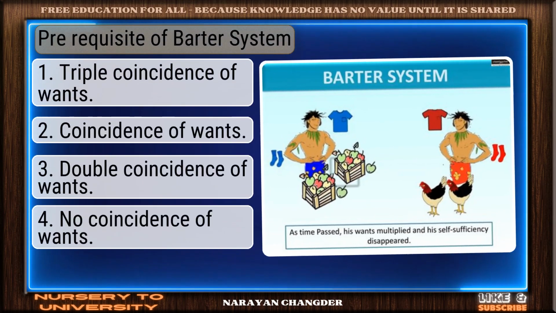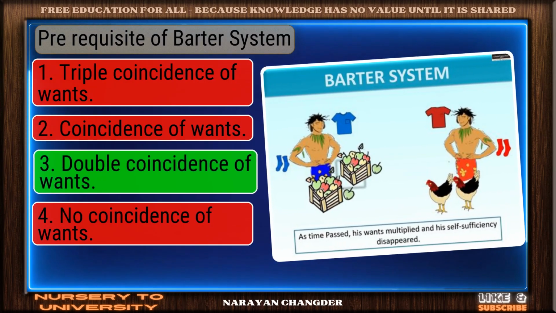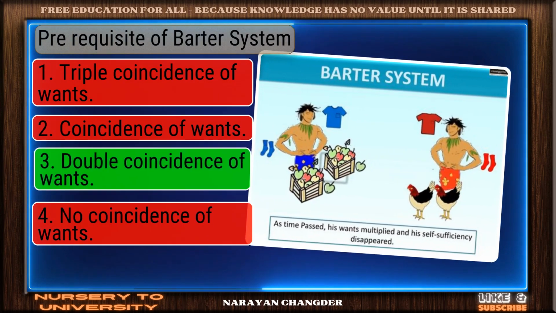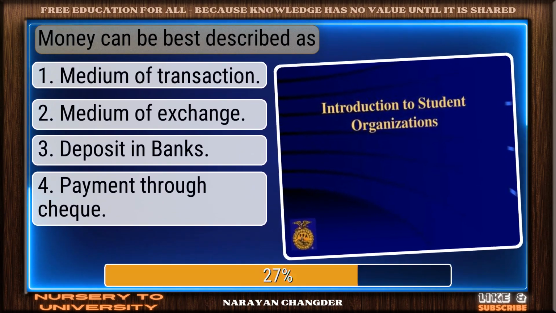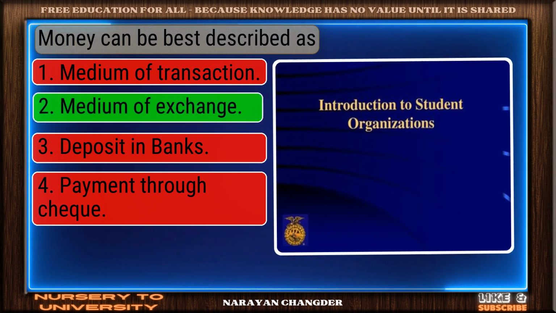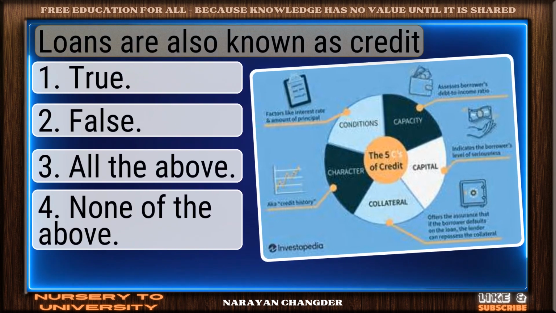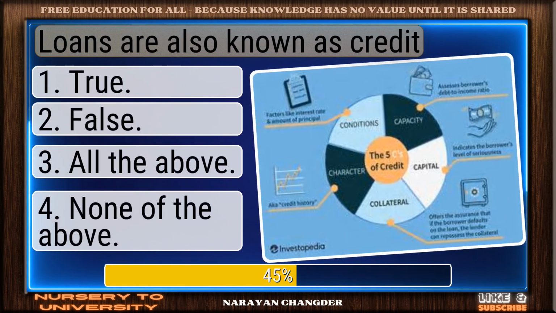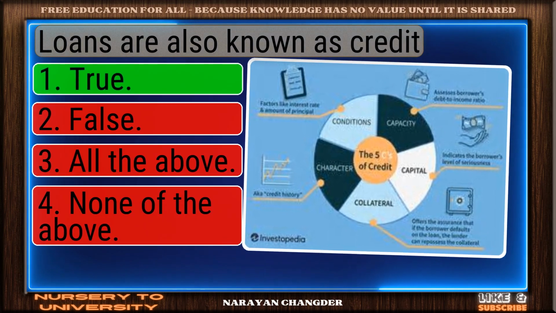Prerequisite of barter system. Smart move. Double coincidence of wants is accurate answer. Money can be best described as... Well picked. Medium of exchange is correct. Loans are also known as credit. Nice selection. True is correct.